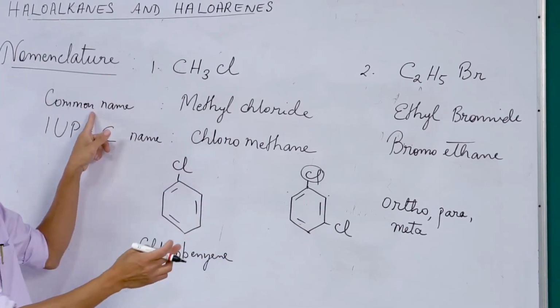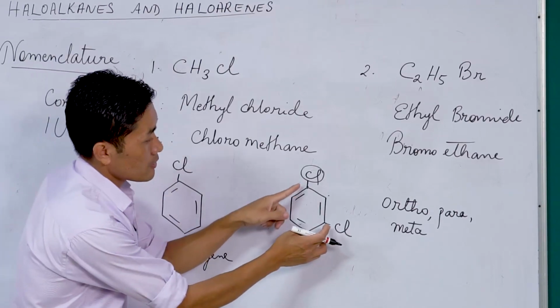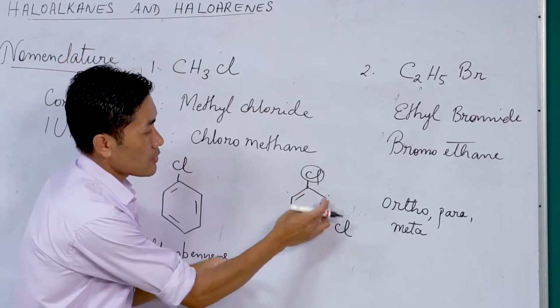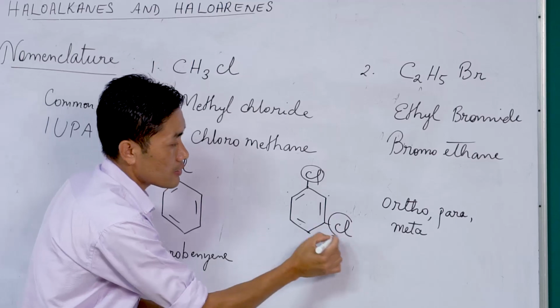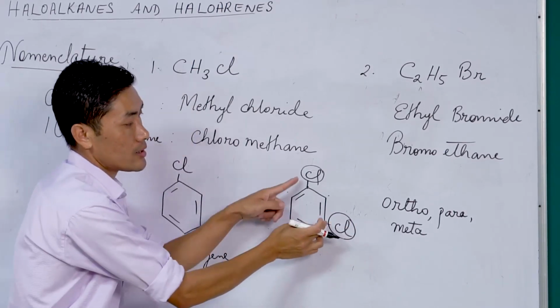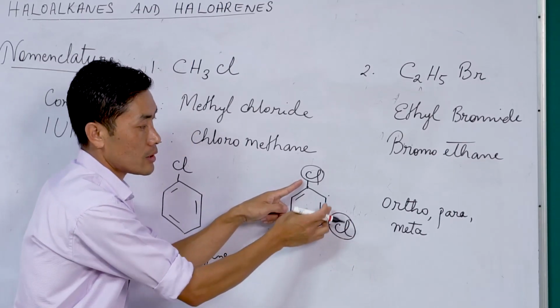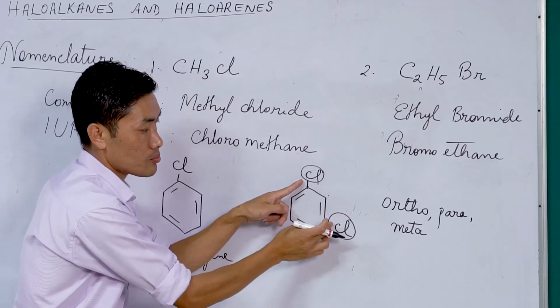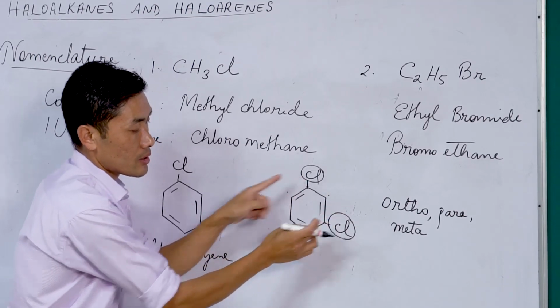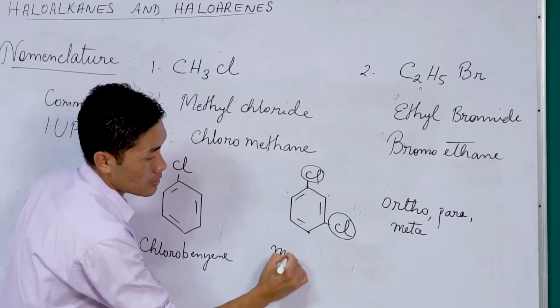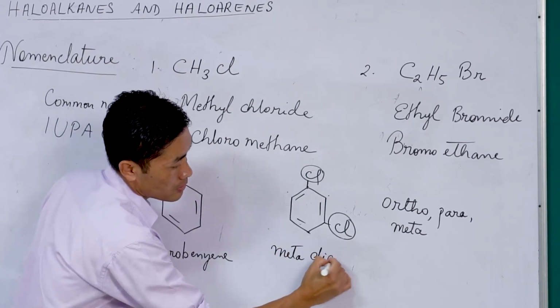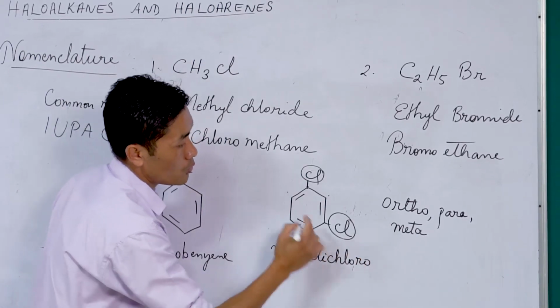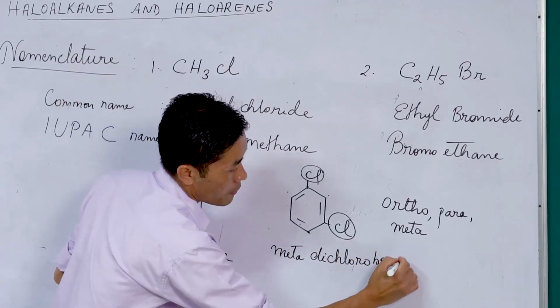So under common name, this second halogen atom is at the meta position. This is the ortho position, this is the meta position. So this can be named as meta dichlorobenzene.